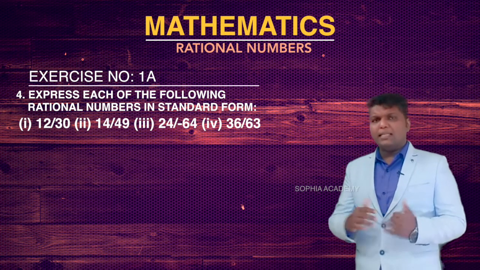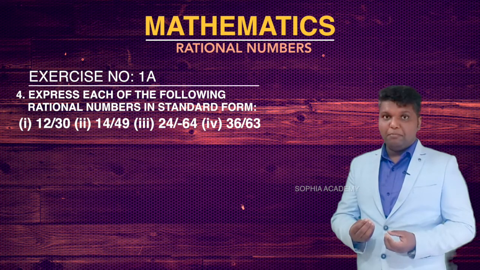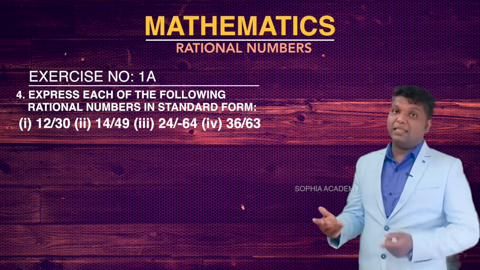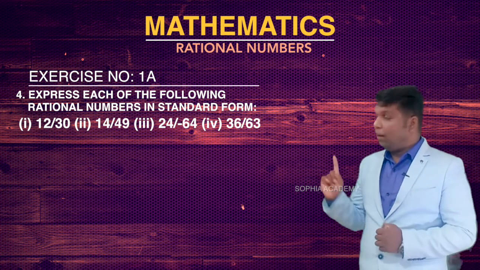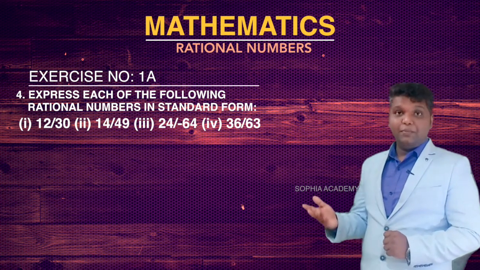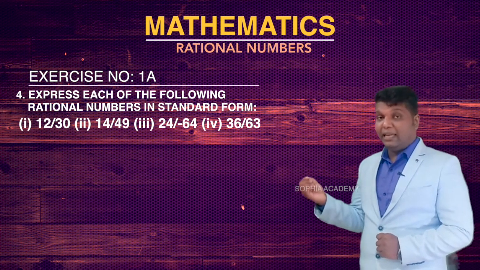Means, what is the standard form of rational numbers? Both the numbers should become co-prime. Both of them should be co-prime. That means there should be no other common factors other than 1. There should be only one common factor, that should be 1 itself, right?